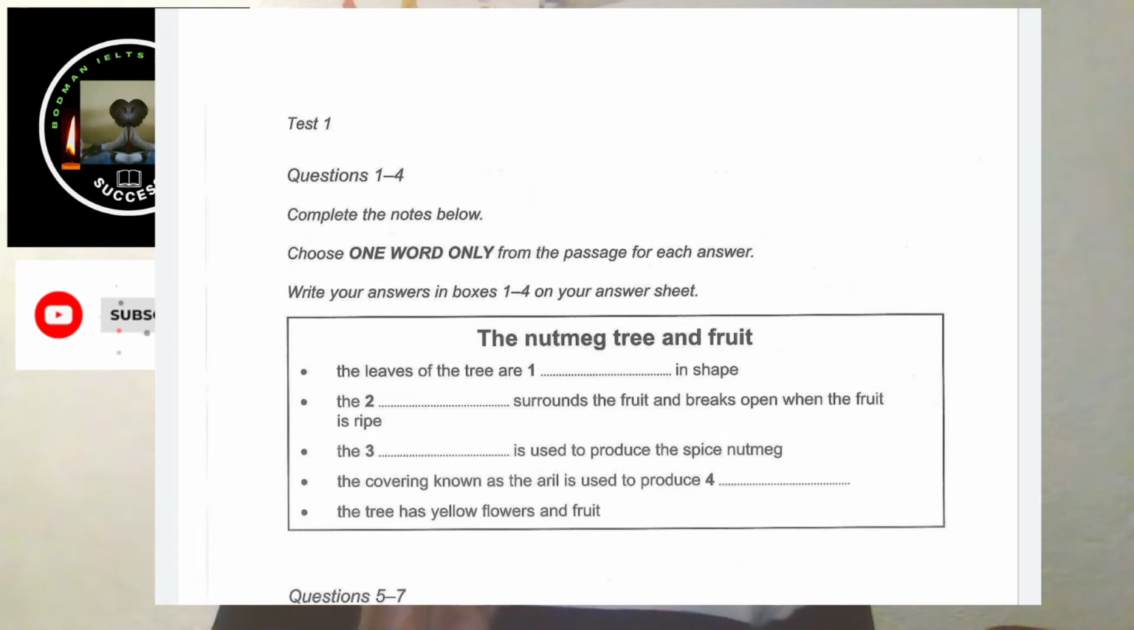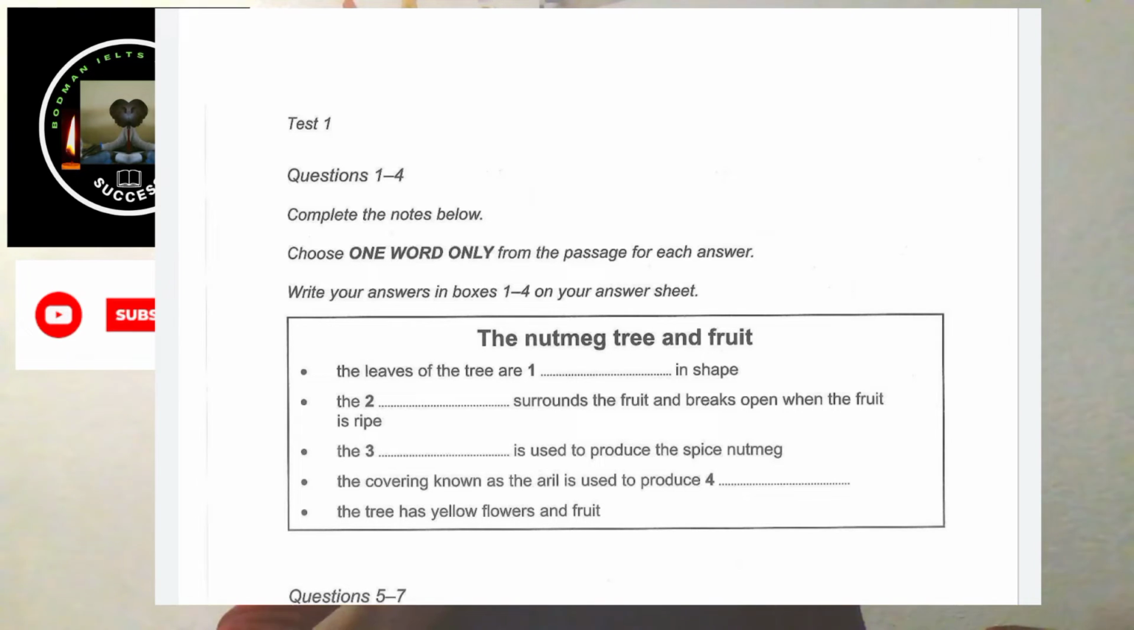Now, don't forget my first tip. You should be able to predict your answer. The question will describe the answer you are looking for. Let us predict our answer. The question says the dash surrounds the fruit.